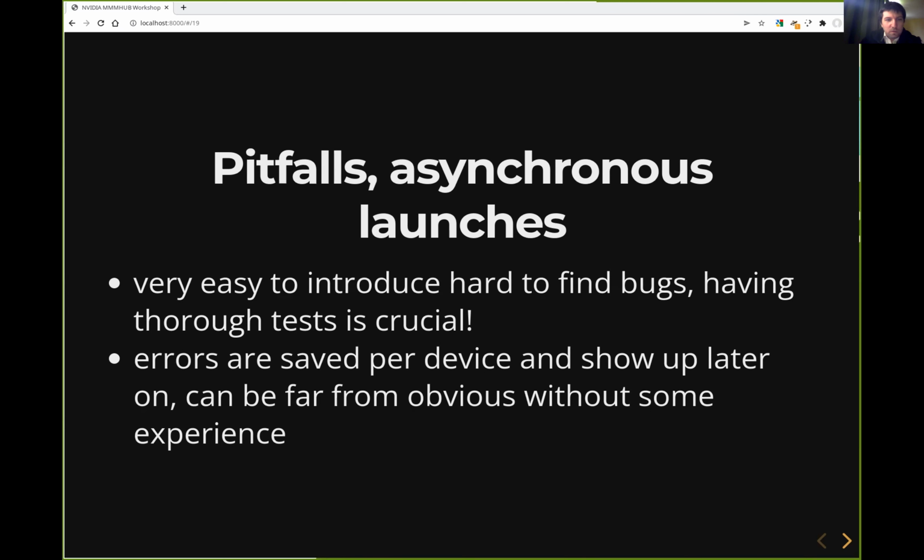Errors are saved per device and show up much later on at some point. It's really not quite obvious, most of the time, where they come from and why. So that's another thing one needs to be careful about.